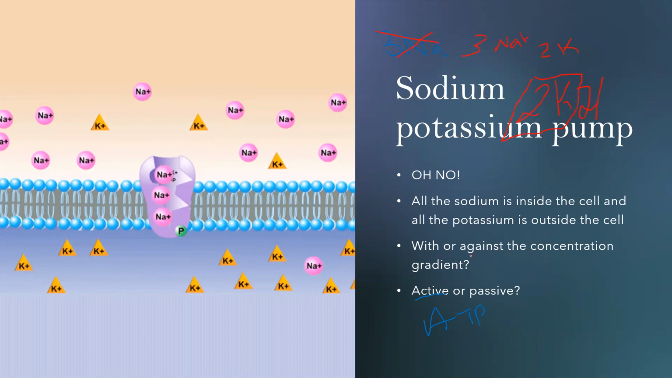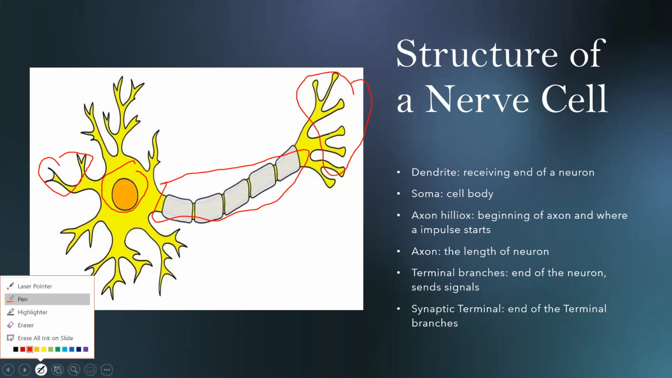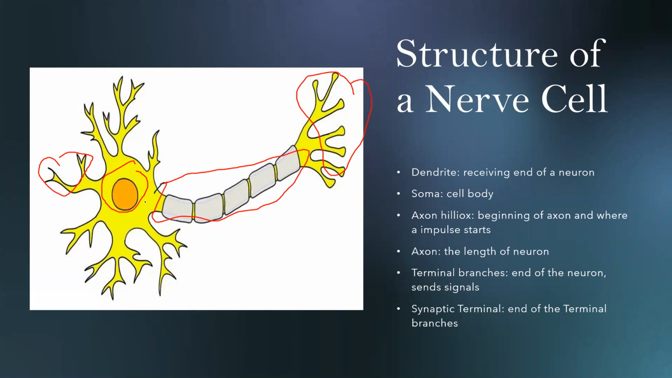So it's going against the concentration, and it is an active process. It requires energy. Cool. Now let's talk about the structures of a nerve cell, because this is going to help us do our impulse. So some structures include our dendrites, which is the beginning, our soma, our axon, our terminal branches, and what I like to make a big deal about is right here, the axon hillock.